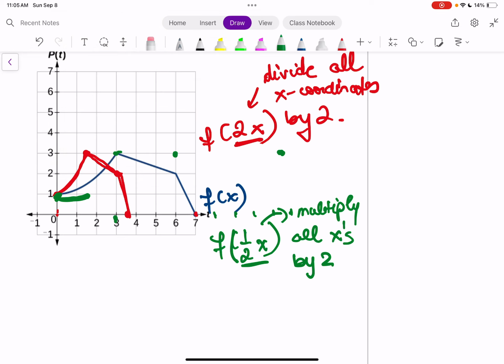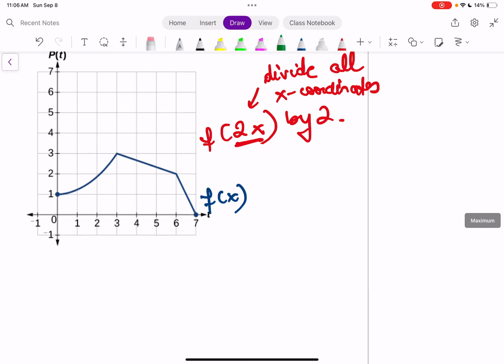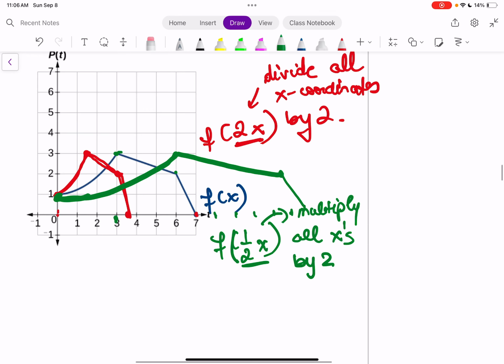Don't mess with the y's. So this point moved to the right. This point moved far right. And then far right. So as you see, what happened to our graph is that it got stretched horizontally by a factor of 2.